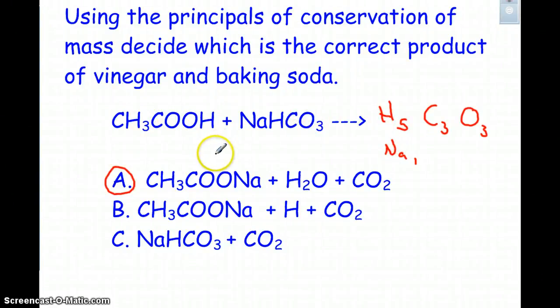Okay? So our product here, we have a different precipitate made, kind of a salt. We have a little bit of water, and we have some carbon dioxide. Okay? So this is a chemical change, but mass is still conserved.